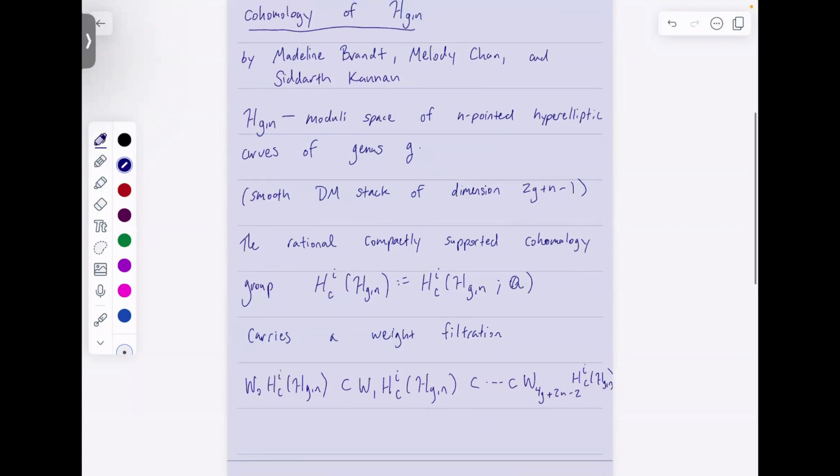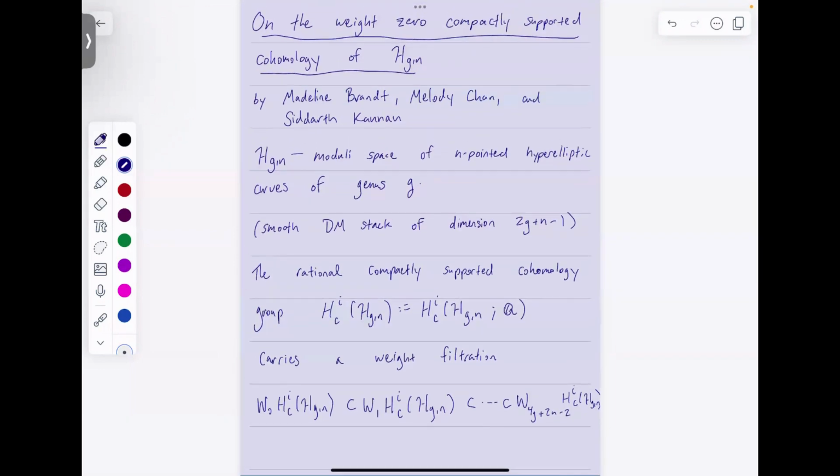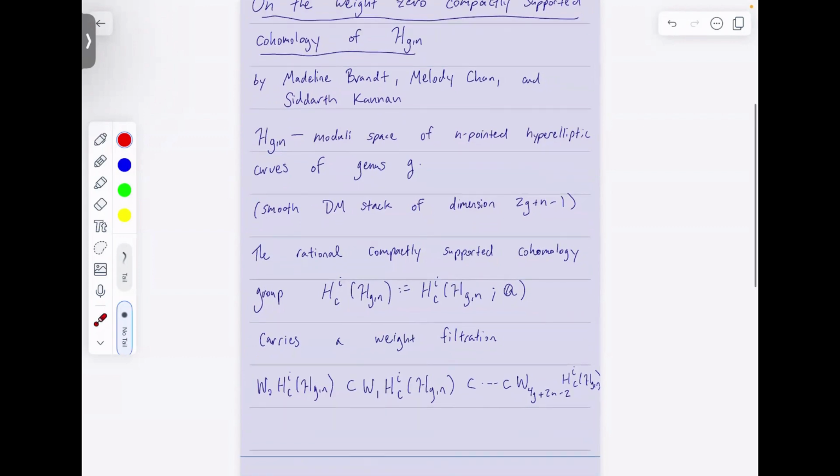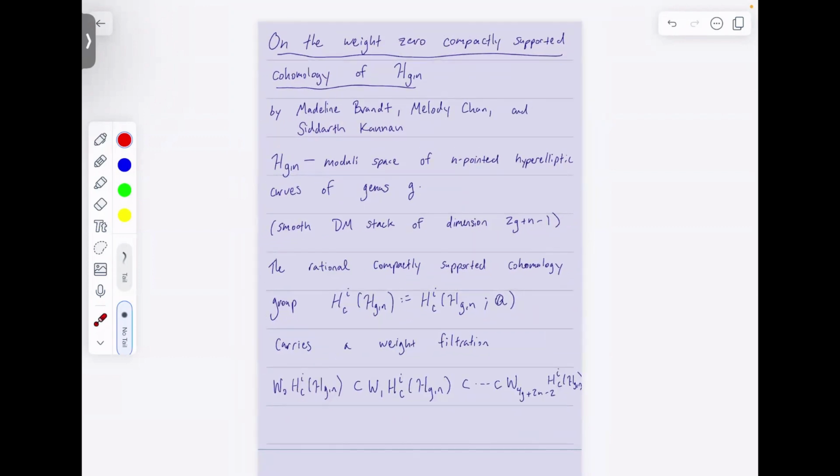This filtration has to do with the fact that this moduli space has an algebraic structure. It has the structure of a smooth Deligne-Mumford stack. So it means that each rational compactly supported cohomology group carries a mixed Hodge structure. Part of the data of a mixed Hodge structure is this filtration on the cohomology groups, and each quotient carries a pure Hodge structure. This is how the Hodge theory of compact complex Kähler manifolds generalizes to arbitrary algebraic varieties over C.